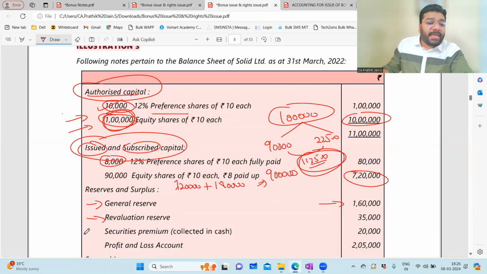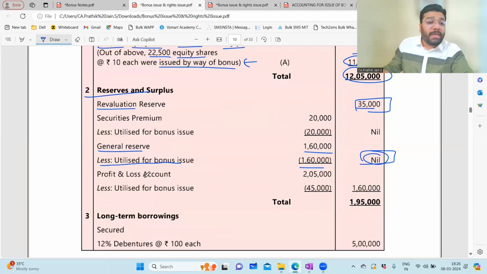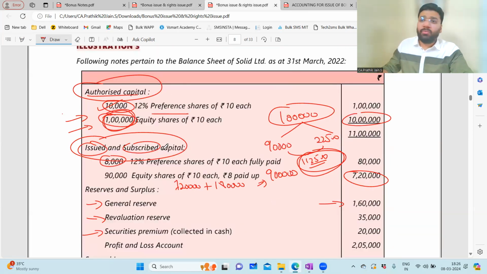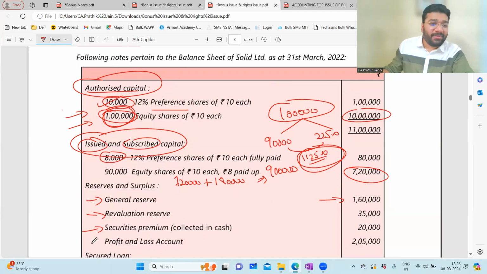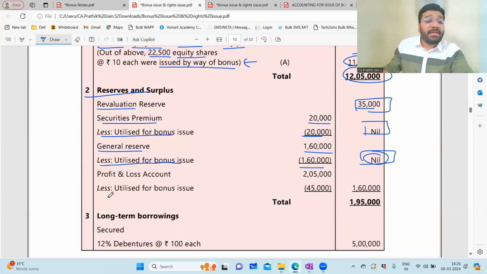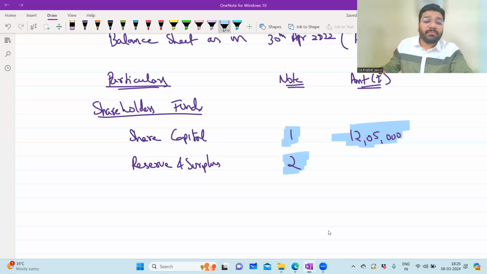Then securities premium reserve, sir, 20, full 20 has been utilized. So securities premium reserve 20 was the opening balance and utilization 20,000. So the balance is nil. Is it getting boring? A little bit? No. Okay. Profit and loss account, total opening balance is 2 lakh 5,000 rupees. In that, how much have you utilized? Sir, 45,000 has been utilized. So balance is 160. So what is my total reserve left? 35,000 revaluation and 160 is the P&L credit balance, so total is only 195 reserve. So this 195, where will you record? In the face of the balance sheet. 1,95,000 recorded in the face of the balance sheet.